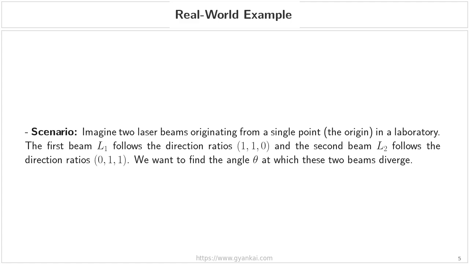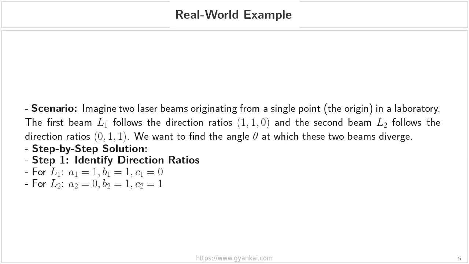Real-world example. Now that we have covered the theory and the formula, let's put everything we've learned into practice with a real-world example. Imagine you are in a laboratory, and you have two laser beams originating from a single point, which we can call the origin. The first beam, let's call it L1, follows the direction ratios 1, 1, 0. The second beam, L2, follows the direction ratios 0, 1, 1. Our goal is to calculate the exact angle, theta, at which these two beams diverge from each other.